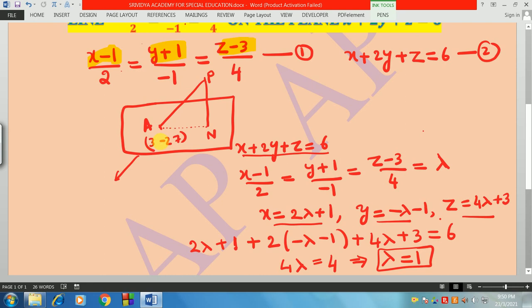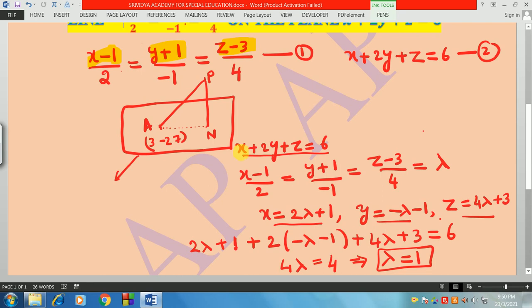P(1, -1, 3) be a point on the line. Let us take it as P, and let N be the foot of the perpendicular from P on the plane. Then direction ratios of PN are proportional to 1, 2 and 1. That is, this is the normal, the direction ratios of the normal to the plane. PN is perpendicular to the plane.